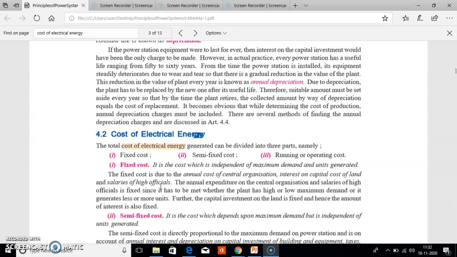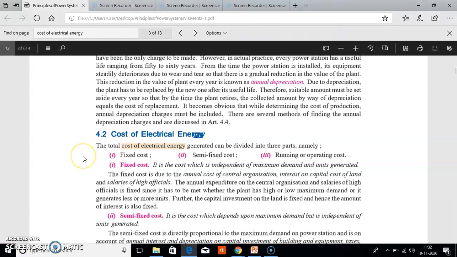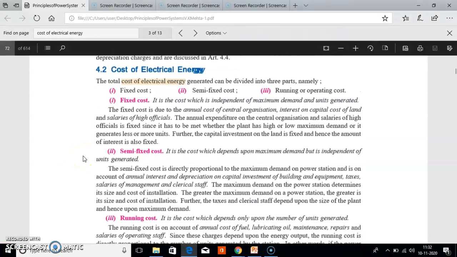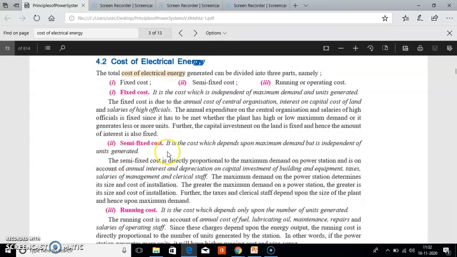Next one is semi-fixed cost. Semi-fixed cost depends only on the maximum demand, and it is independent of units generated. The semi-fixed cost is used for the annual interest and depreciation of capital investment of building and equipment, paying the taxes, and paying the salaries of officers and clerical staff.